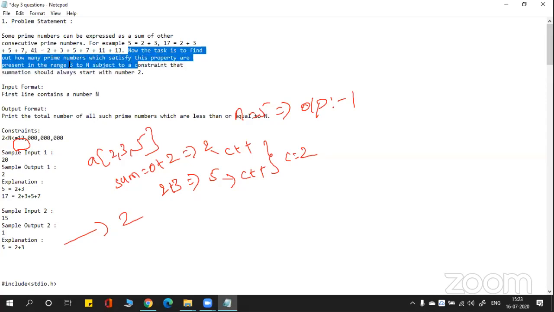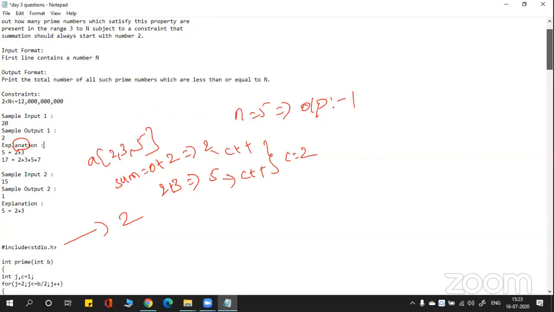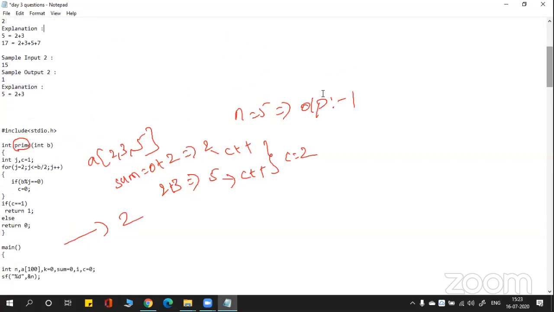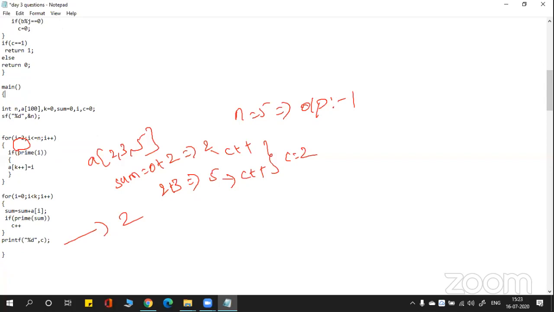From 3 to n. Okay, so range from 3 to n. That means I should not consider the number 2. They are telling us not to consider 2, right? So can I start my loop from 3?